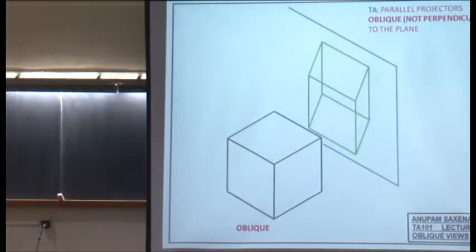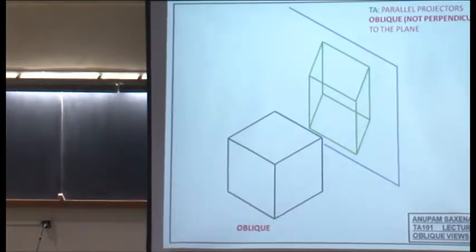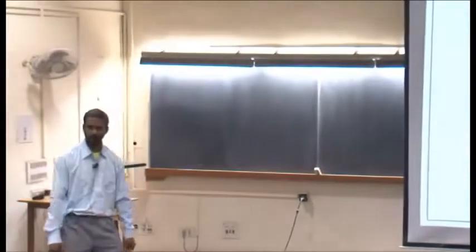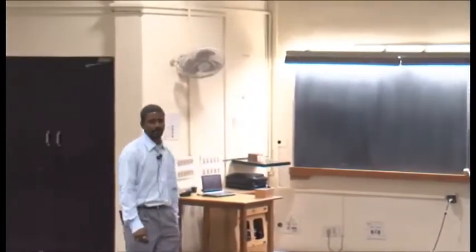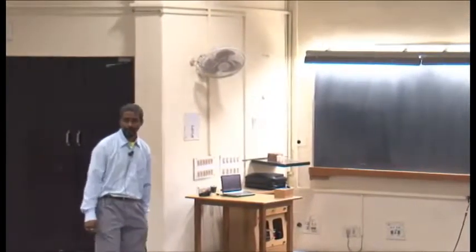Once again, you would see certain edges, you would not see certain edges, just like in case of isometric views. So, edges that you see, you draw; edges that you do not see, let go.